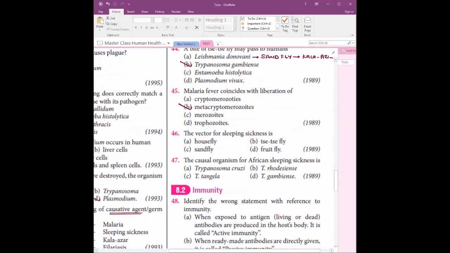Okay, next one, guys. The vector for sleeping sickness. Sleeping sickness, we just did it, guys. Who is this? Yes, it is going to be your tsetse fly. Once again, always keep in mind, sandfly is for Kala-azar, Leishmania. Then, the causal organism for African sleeping sickness. Yes, very nice. It is going to be your Trypanosoma gambiense.